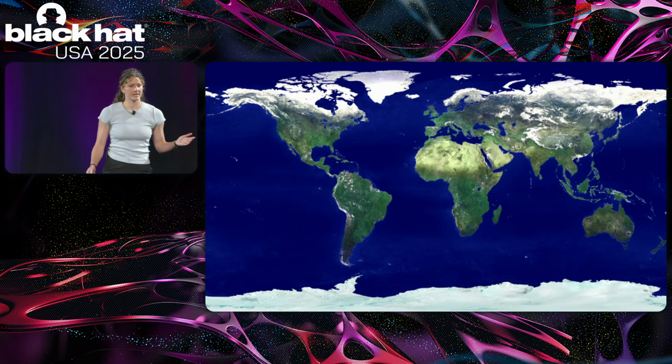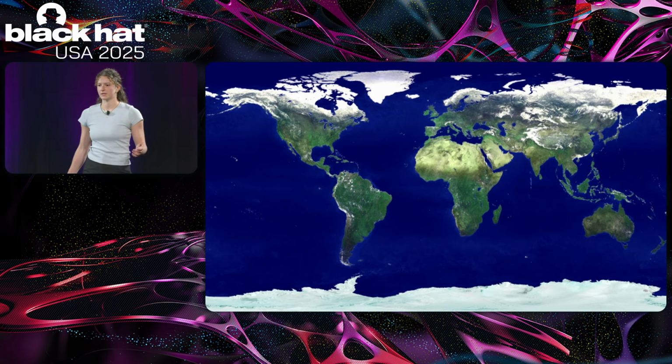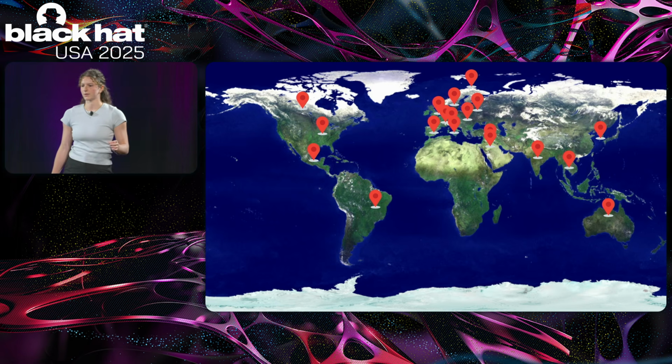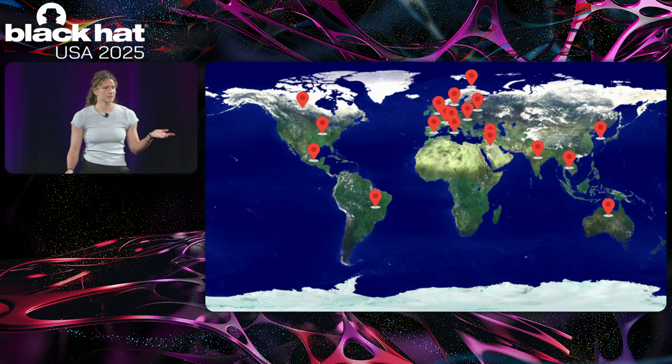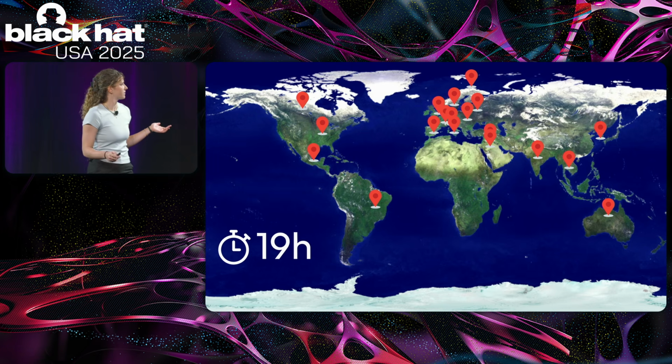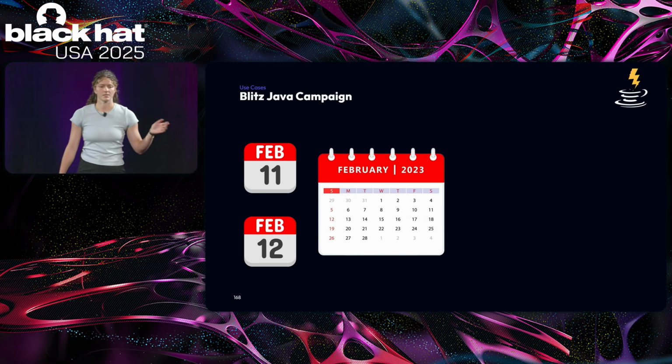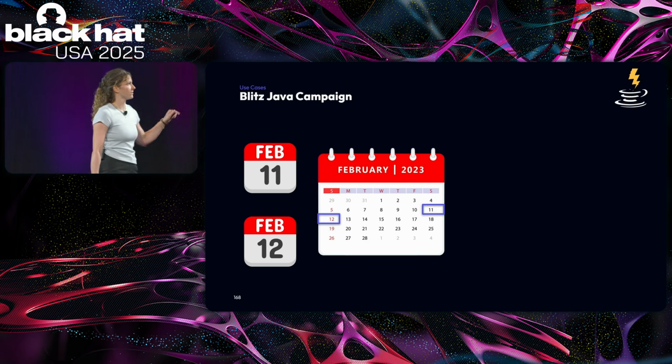We decided to name the campaign Blitz Java because all the infections happen all around the world and in a time frame of only 19 hours. And when we looked at the days those 19 hours spanned, they were from February 11th until the 12th. And if you look on the calendar closely, it falls on a weekend.